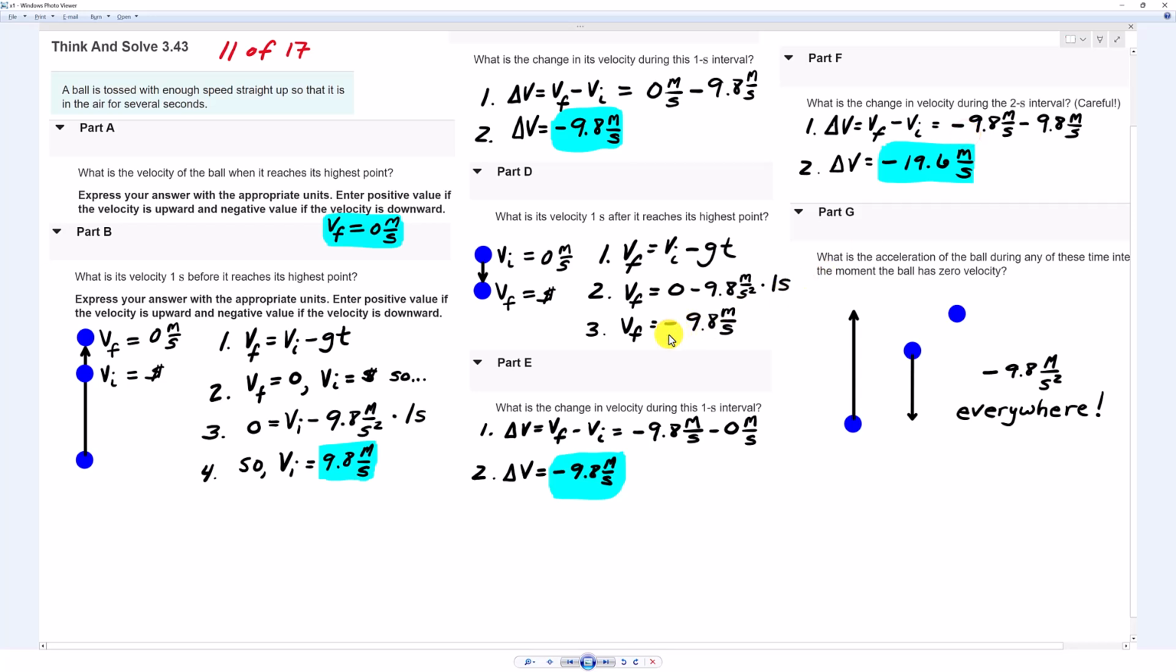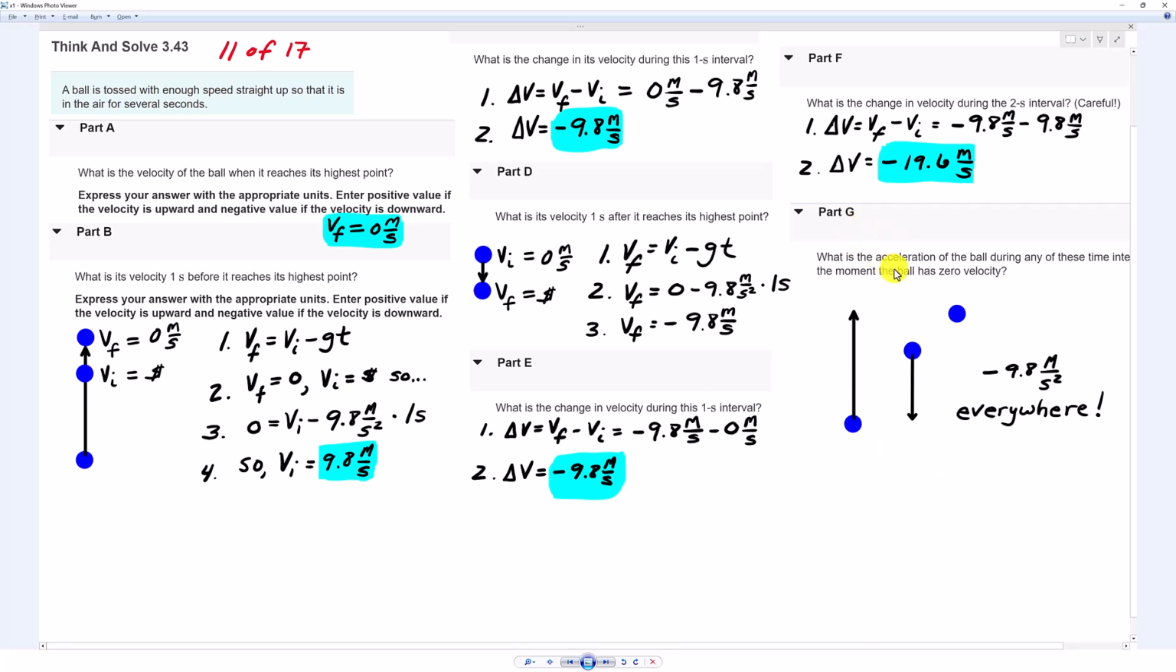This is the velocity I'm using that corresponds to what's happening at the end of that 2 second interval, minus the initial velocity. The initial velocity is right here. This is the initial velocity at the beginning of that 2 second interval. 9.8 is right here. This was my velocity at the beginning of the 2 seconds. And right here, negative 9.8 meters per second was the velocity at the end of that 2 seconds.